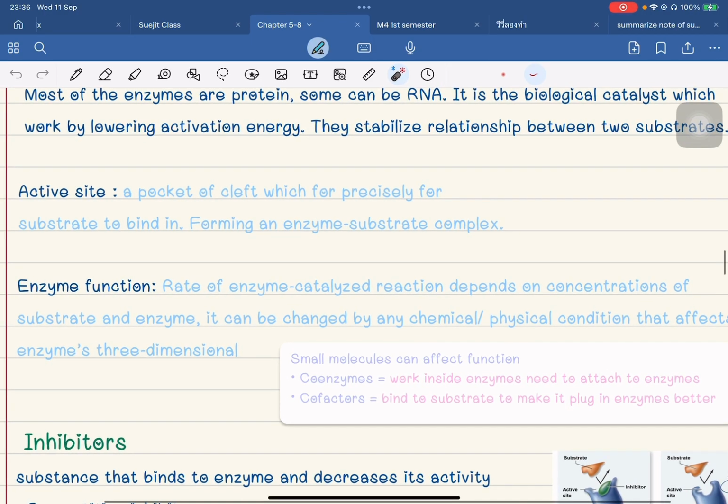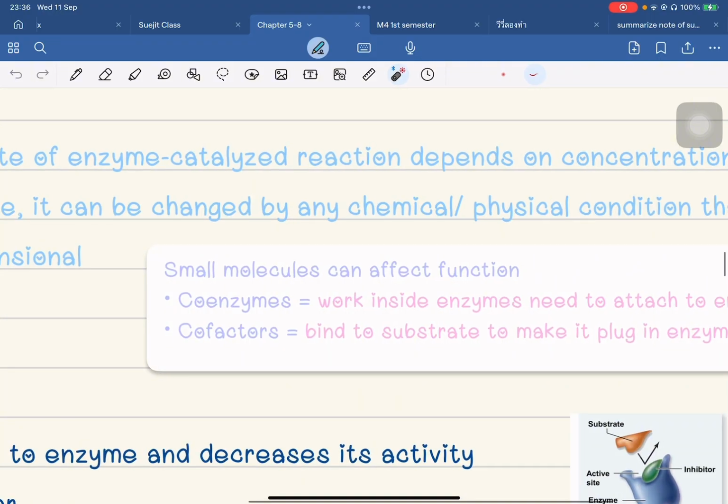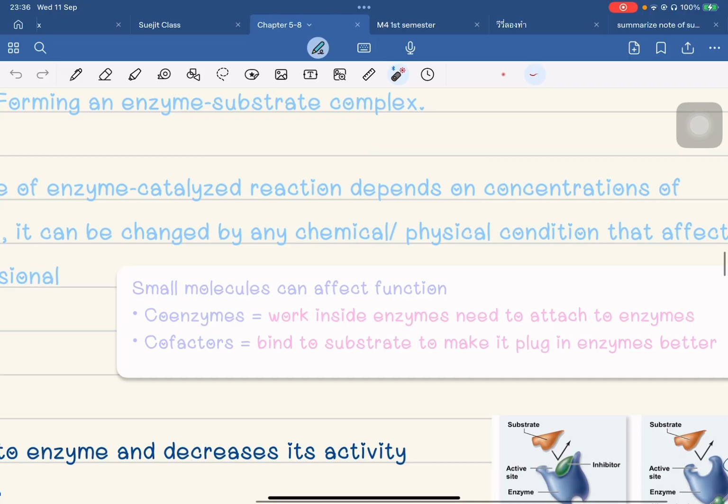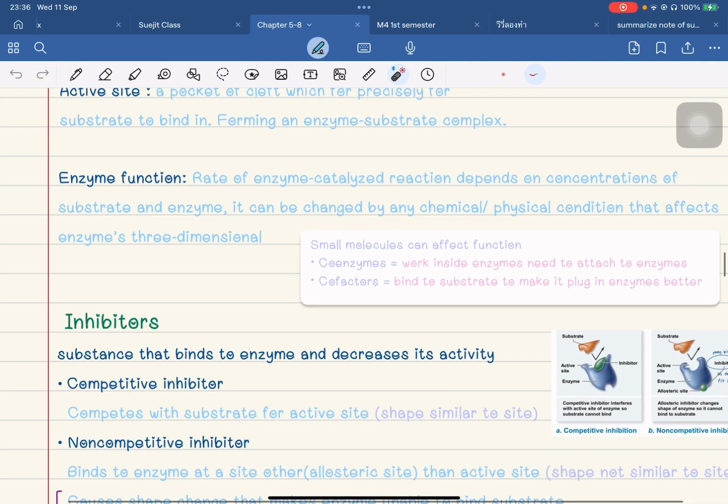The things that can affect enzyme function are coenzymes and cofactors. A coenzyme is one that works inside the enzyme; it needs to attach to the enzyme. But a cofactor needs to bond with the substrate to make it plug into the enzyme better. So it is helping.